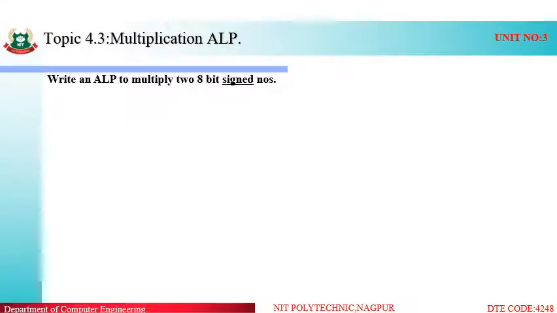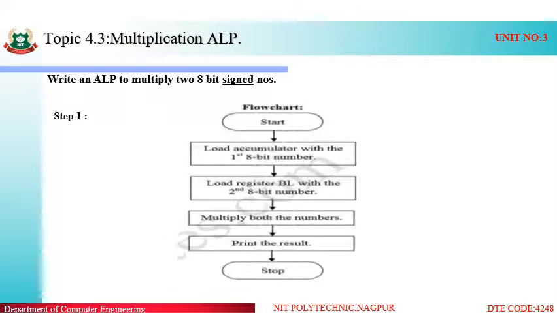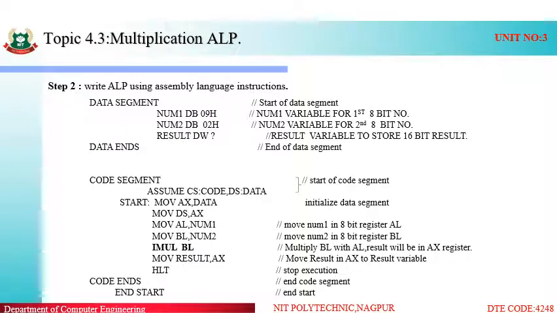Now the next we have taken the assembly language program to multiply two 8-bit signed numbers. That means we have to perform the multiplication of two negative numbers. So the flowchart is the same. Load the first number into accumulator, second number into BL, multiply both the numbers, store the result and stop the program. So it is the same program as we wrote for the unsigned number multiplication. So what is changed? Instead of the MUL instruction, we have used IMUL because the program we have to write is for signed numbers.